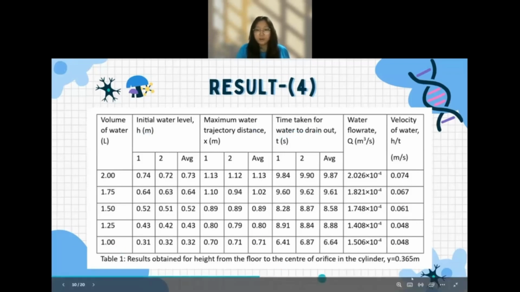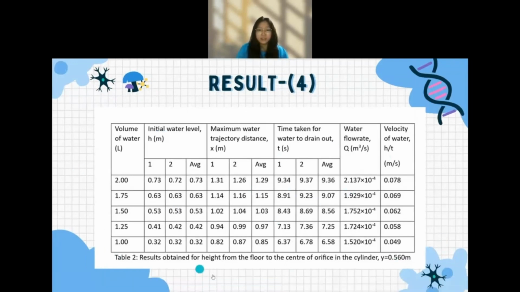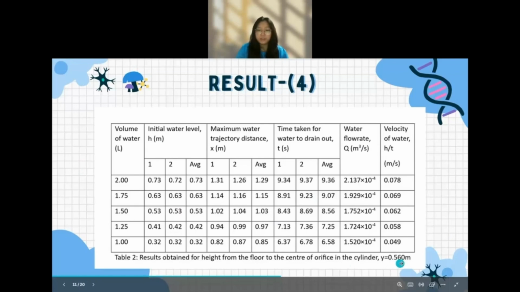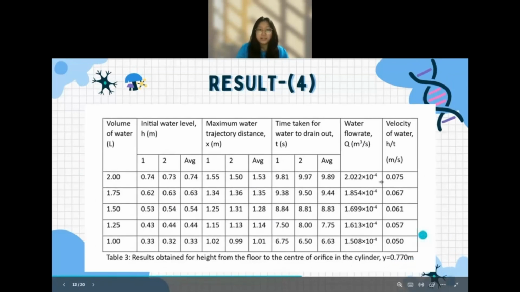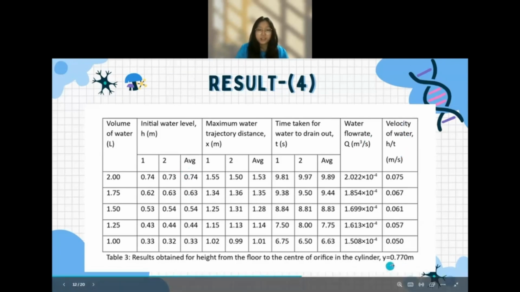So table 1 is Y equal to 0.365 meter. And this one also uses the previous method, and Y is equal to 0.560 meter. And this one also uses the previous method to calculate Q and the velocity. And this one is table 3, which is Y equal to 0.770 meter.